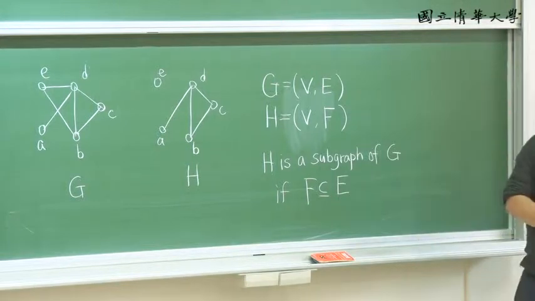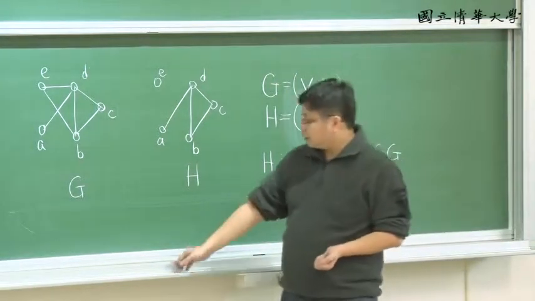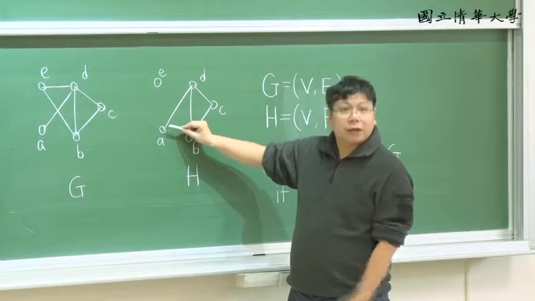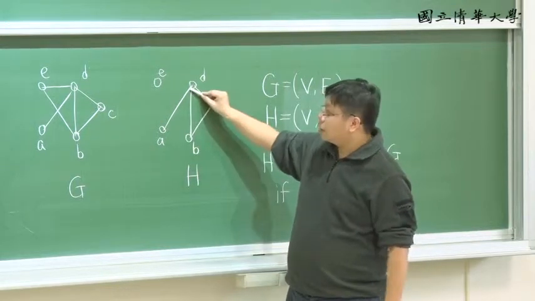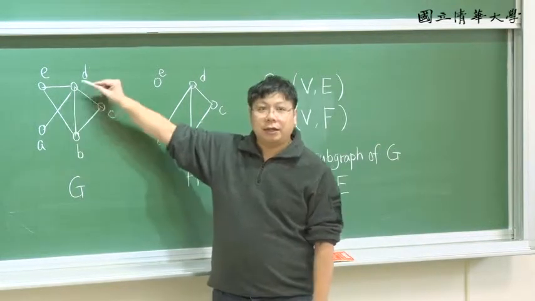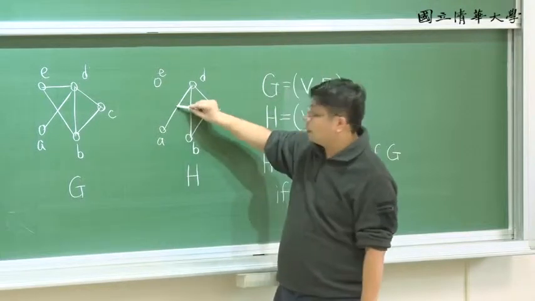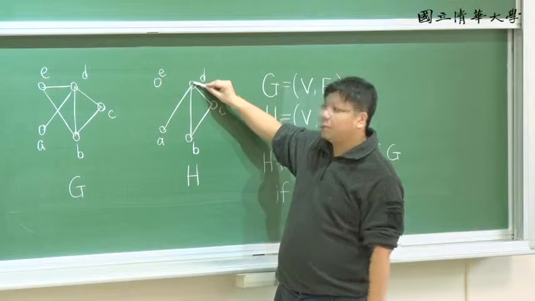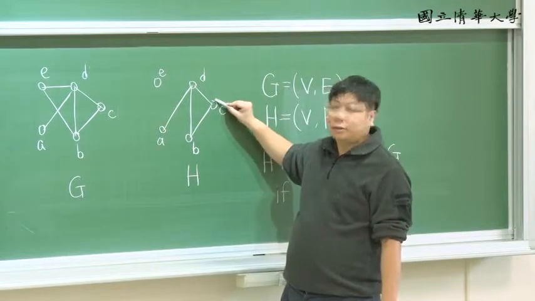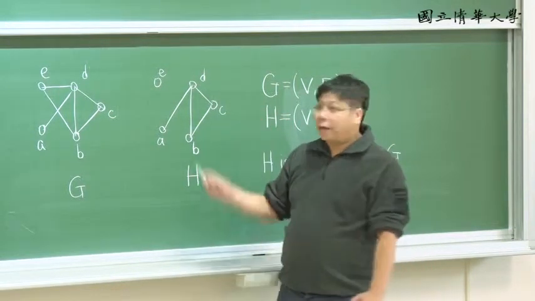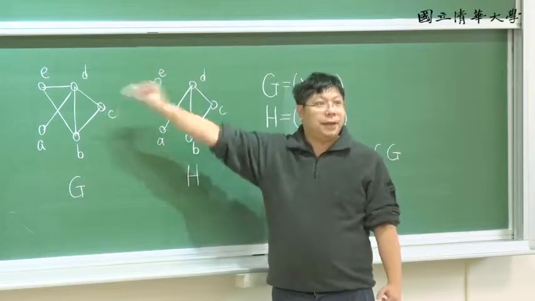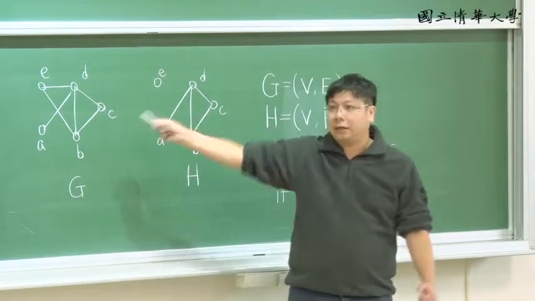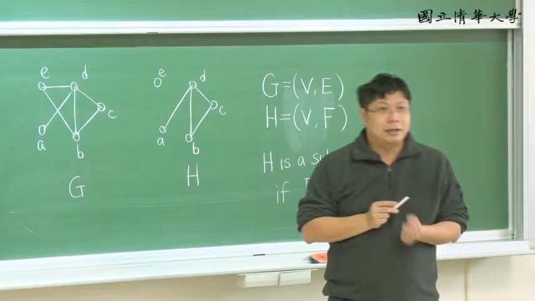Is that okay? So if H is like this, then we check every edge. This edge is joining A and D, and this edge joining A and D is also there, so this edge is inside the edge set of G. This is also an edge in G because it is joining B, D. This is an edge. This is also an edge. So if every edge in this H appears in G, then we say it is a subgraph. Is that okay?